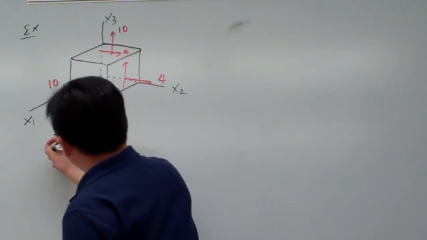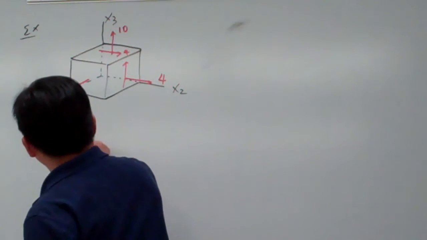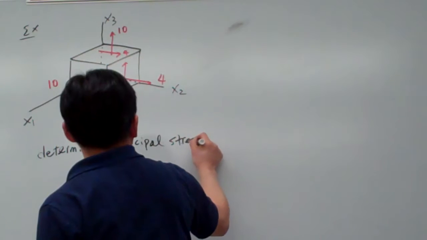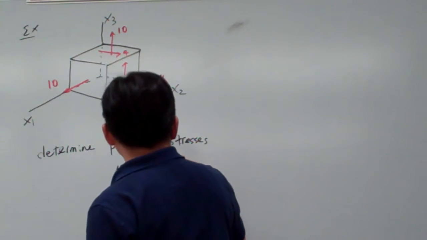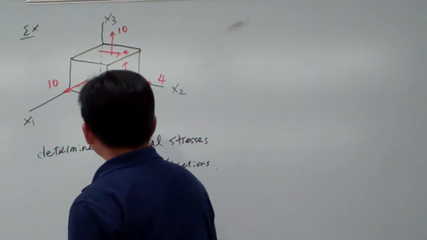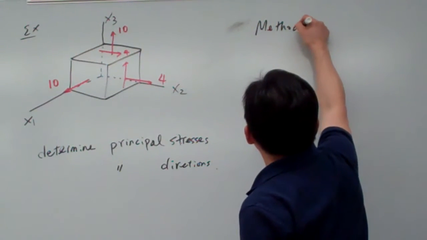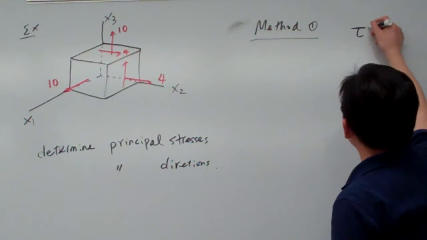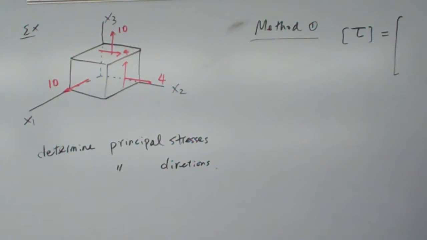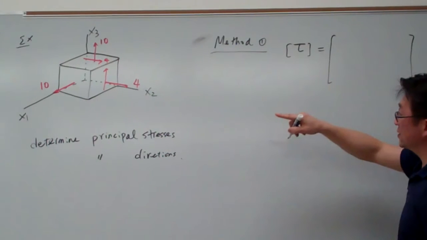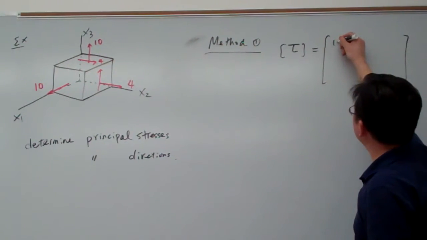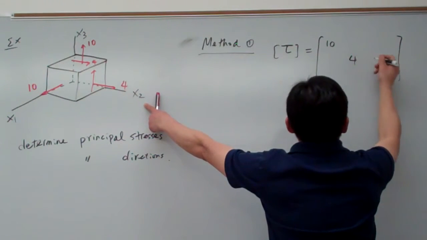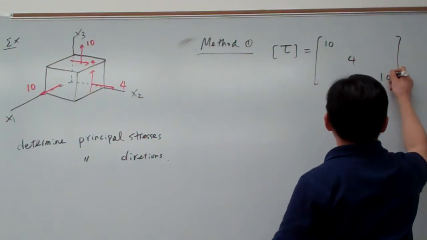So this one we determine the principal stresses and the principal directions. The method 1, we solve for that equation. So basically the first thing, we write down what our stress matrix is. In terms of the coordinate systems, the normal stress in the x direction is 10. The normal stress in the second direction is 4. The normal stress in the third direction is 10.